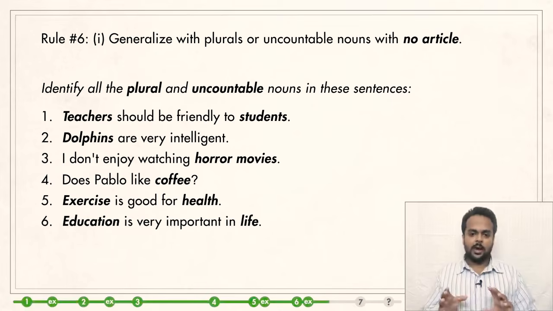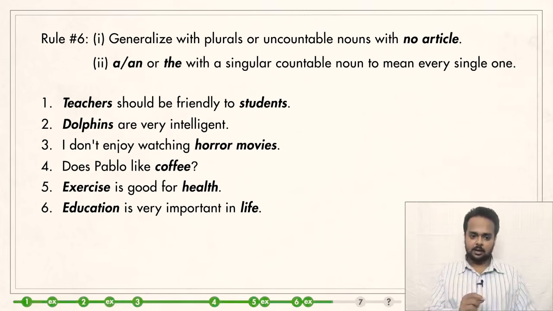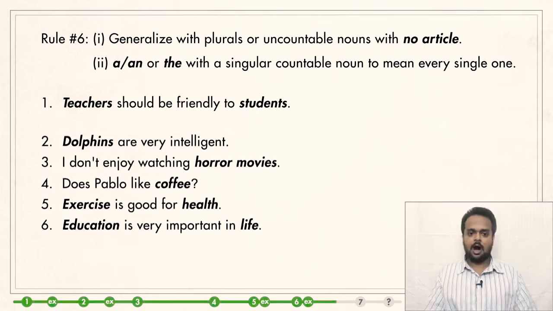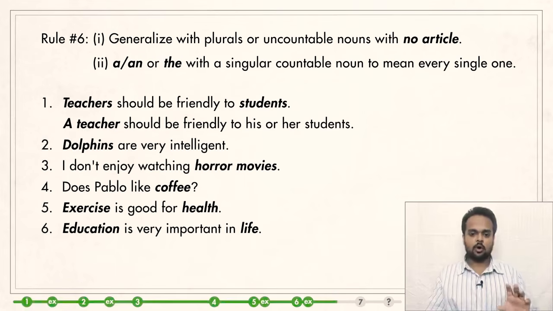Now, this is the common way of generalizing, but there's one other way of doing it. With countable nouns, you can generalize by using a or an with a singular countable noun to mean every single one. That is, every single member of a group. For example, a teacher should be friendly to his or her students. It has roughly the same meaning as when we say teachers, but it's slightly different because it's like saying every teacher should be friendly to his or her students.